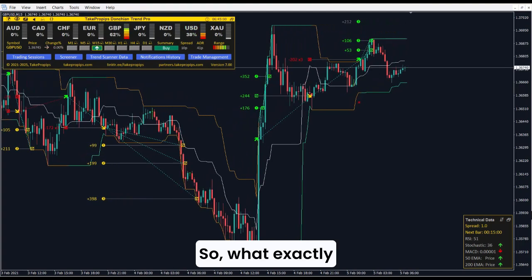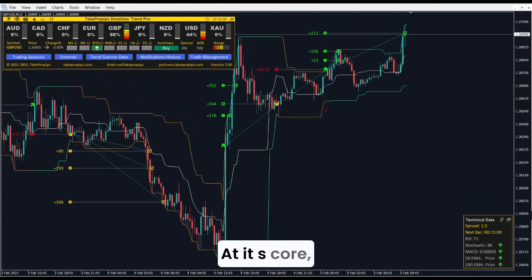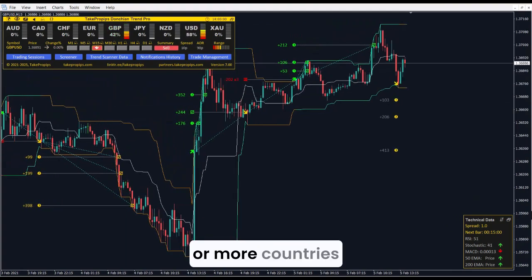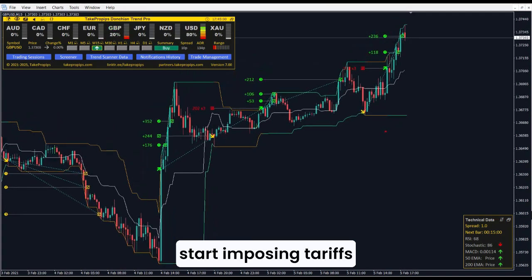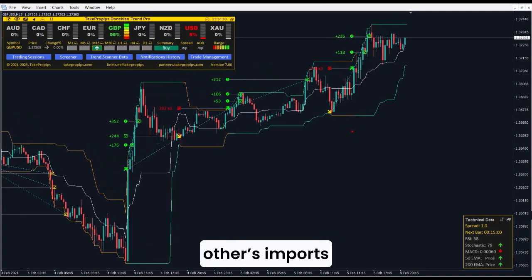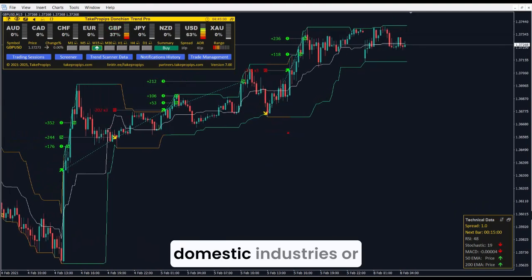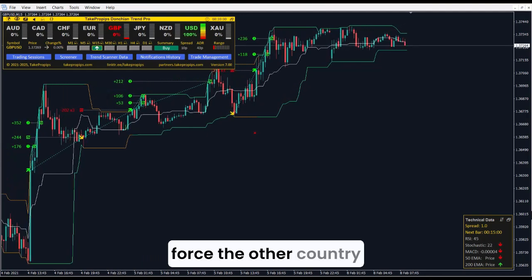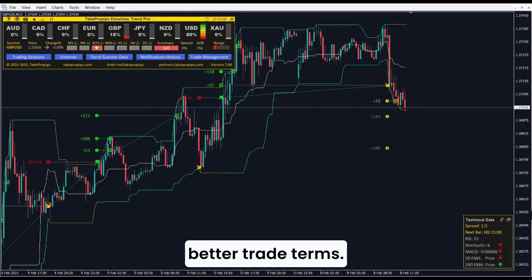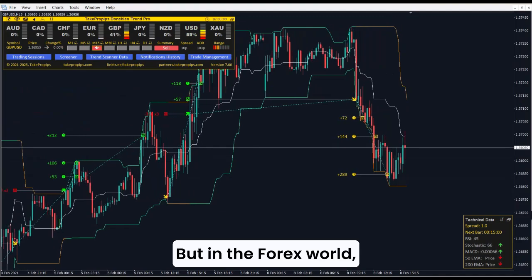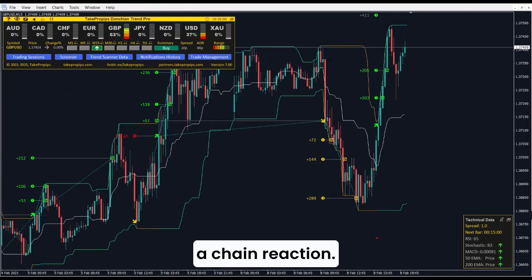So, what exactly is a trade war? At its core, a trade war is when two or more countries start imposing tariffs or restrictions on each other's imports and exports. The goal? Usually to protect domestic industries or force the other country to negotiate better trade terms. But in the Forex world, it sets off a chain reaction.